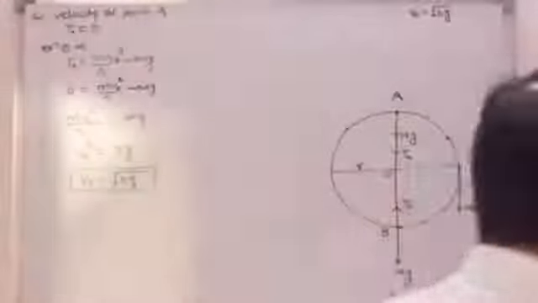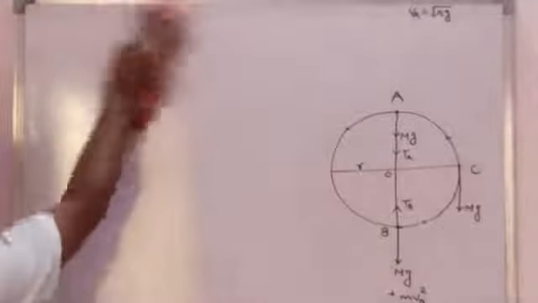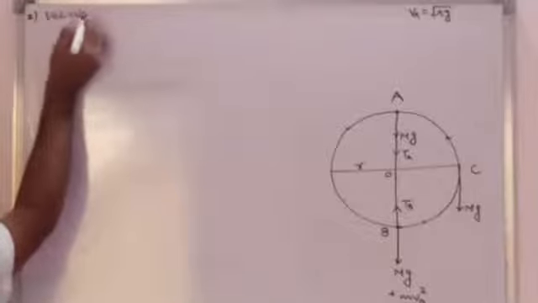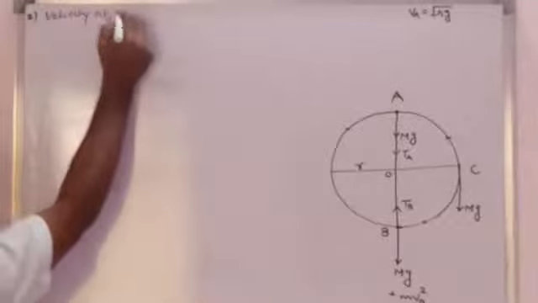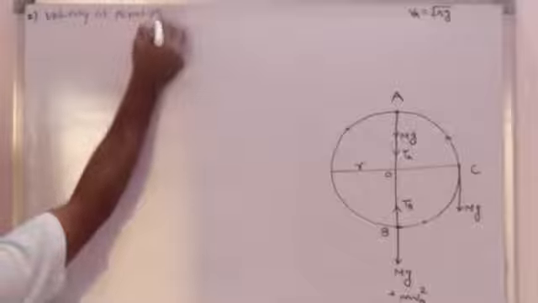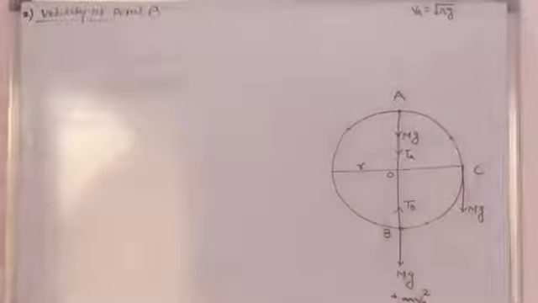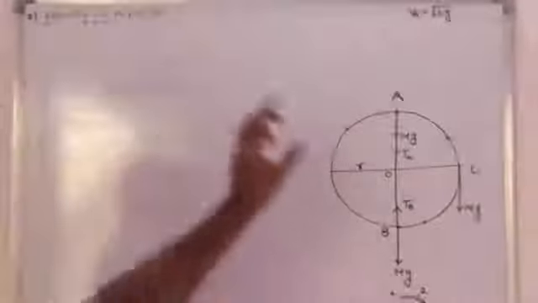Now we have to find velocity of particle at point B, that is lowest position, and this can be done by using the principle of conservation of energy. So what is principle of conservation of energy? Second, we have to find velocity at point B. This can be done by using the principle of conservation of energy.